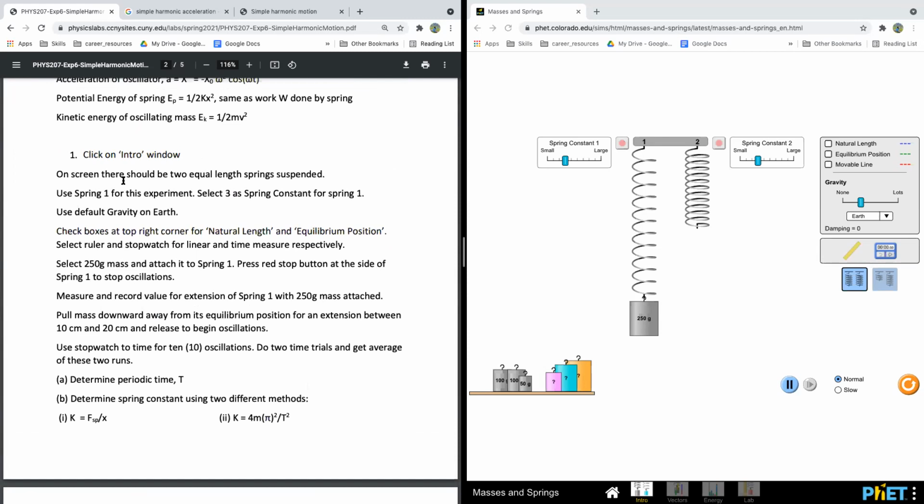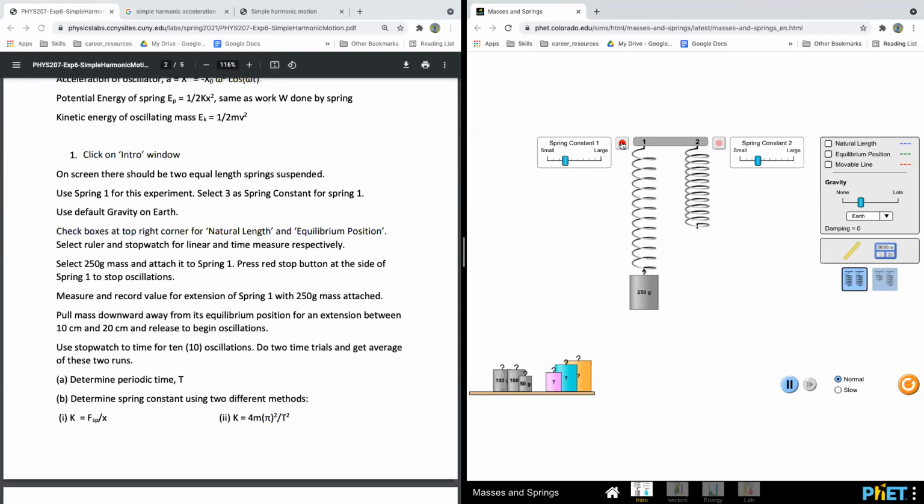So let's start with the intro window. Use spring 1, and for the experiment, select 3 as the spring constant for spring 1. If you look at the lab intro, you see some weights, and you can adjust the spring constant. You see it's 1, 2, 3. You can adjust the spring constant if you drag them. So we just select 3 as the spring constant.